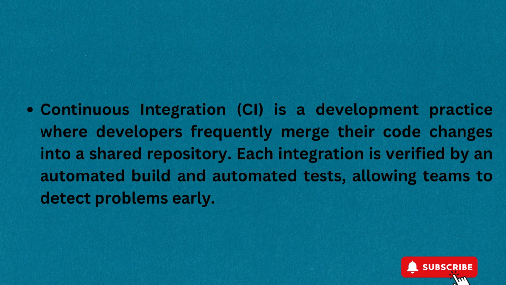So if you see a typical continuous integration workflow, the developer writes the code and commits the changes to the version control like Git. The commit triggers an automated build process. Then the automated test runs to validate the new code, and if the test passes, the build is considered successful, and if not, developers are notified to fix the issues.